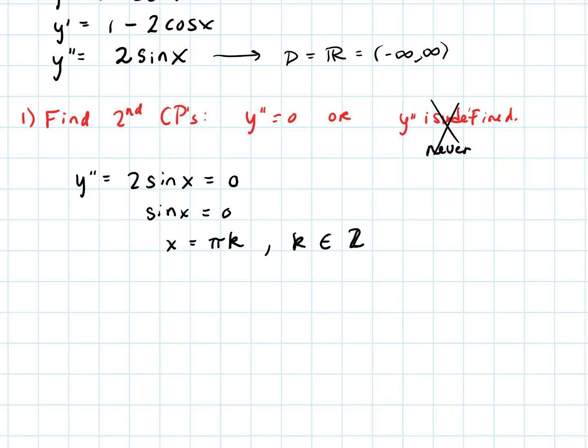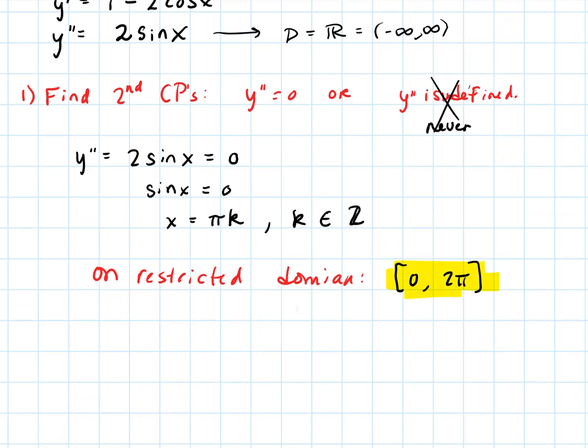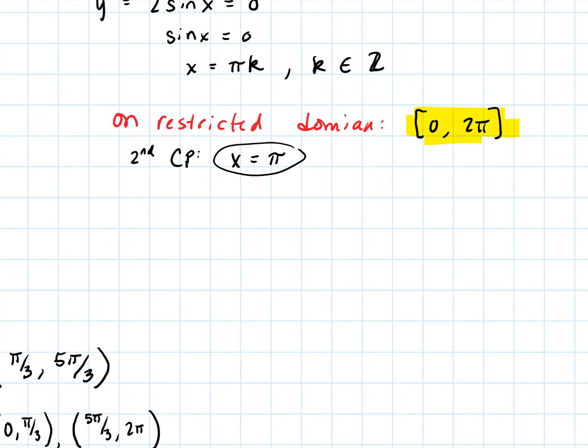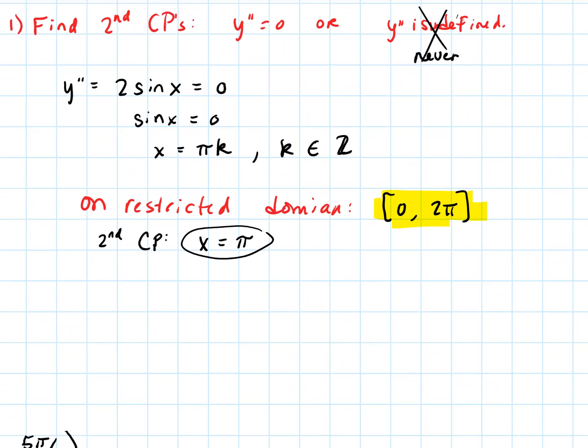Now we're looking at all of those possibilities. Well, again, we're on this restricted domain, which was just from 0 to 2 pi. So remembering that we had that restricted domain, we are looking at just x equals pi. So x equals pi is the only critical point, the second order critical point, on that restricted domain. I'm running into my work down below, so I'll scoot over just a little bit.